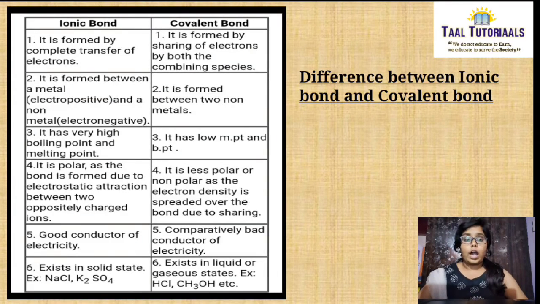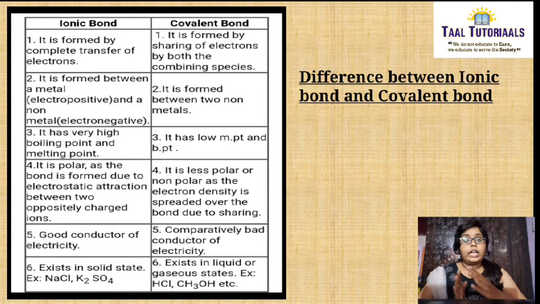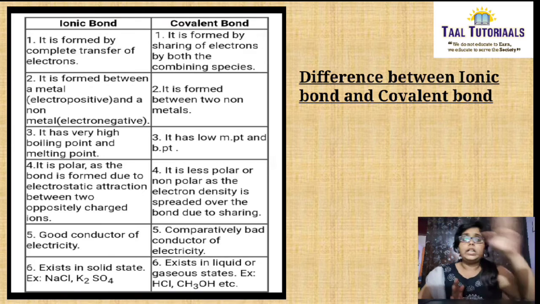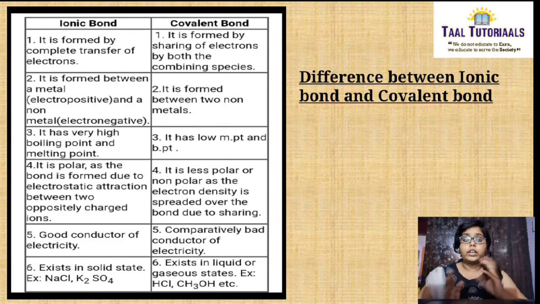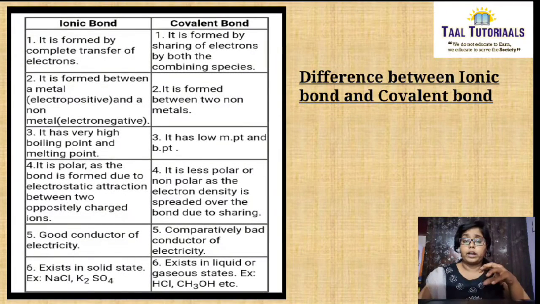First of all, ionic bond is formed by complete transfer of electrons. See, here from one atom, there is a complete transfer of electrons. There is no sharing of electrons in ionic bond. There is a complete transfer of electrons. If you take sodium chloride, what happens? Here sodium is giving 1 electron to chlorine. So there is no sharing of electrons in ionic bond.